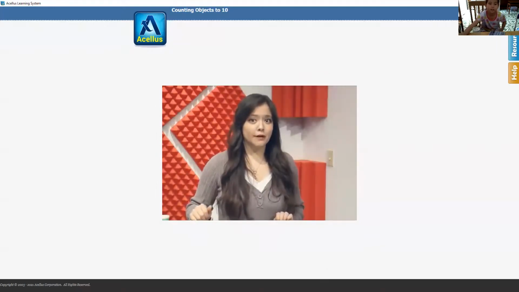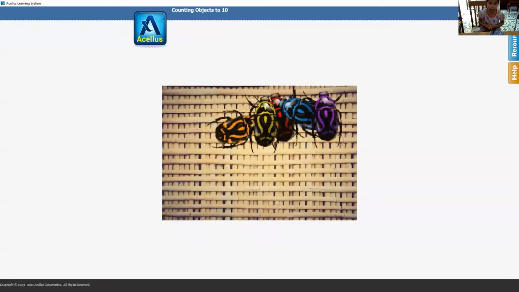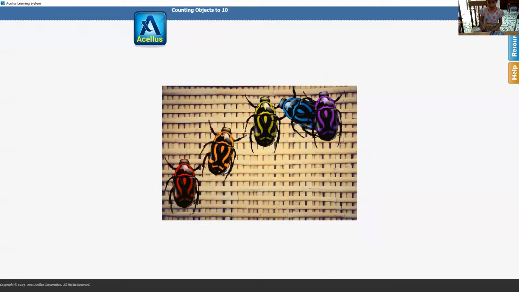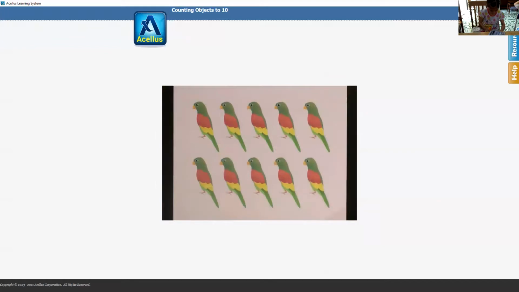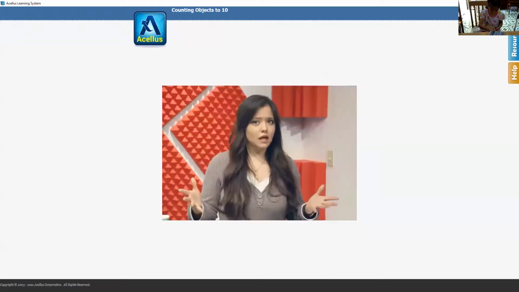Hello, students. Today we're going to practice counting. Let's start with counting these bugs. How many bugs are there? Well, there's 1, 2, 3, 4, 5. There are 5 bugs. Let's count something else. Then we have some birds. So let's count this. We have 1, 2, 3, 4, 5, 6, 7, 8, 9, 10 parrots.